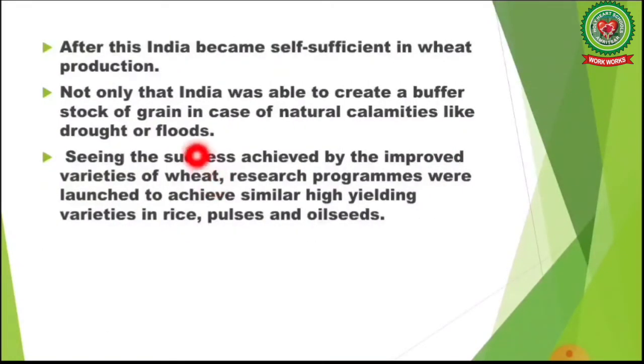After this, India became self-sufficient in wheat production. Not only that, India was able to create a buffer stock of grain in case of natural calamities like drought or floods. Seeing the success achieved by the improved varieties of wheat, research programs were launched to achieve similar high yielding varieties in rice, pulses, and oilseeds.